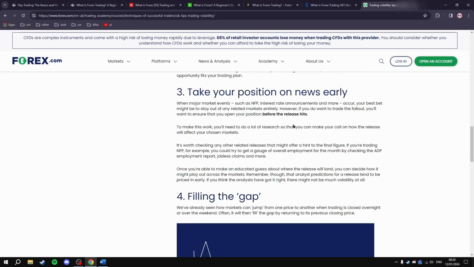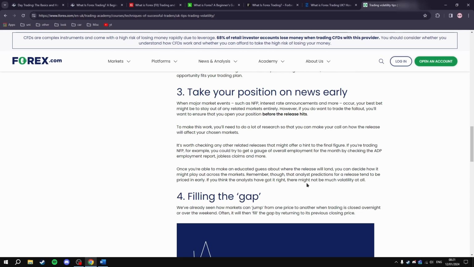To make this work, you'll need to do a lot of research so that you can make your own call on how the release will affect your chosen markets. It is worth checking any other related releases that might offer a hint to the final figure. If you're trading NFP, for example, you could try to get a gauge on the overall employment for the month by checking the ADP employment report, jobless claims and more. Once you're able to make an educated guess about where the release will land, you can decide how it might play out across the markets.